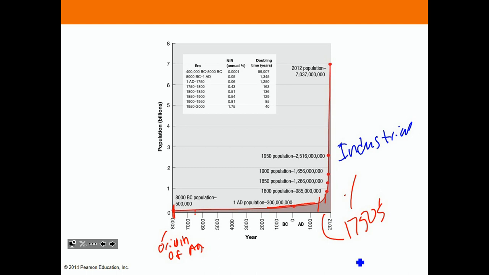Starting in which country? England. All right, so England, Great Britain. We're going to say Great Britain.